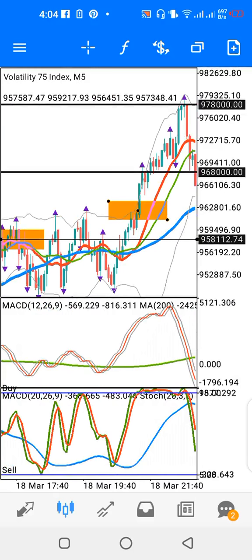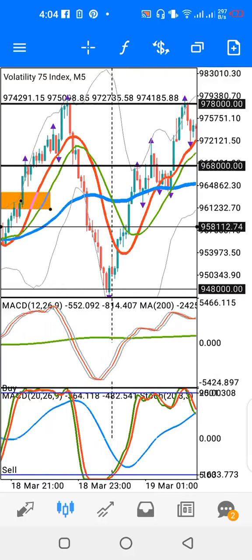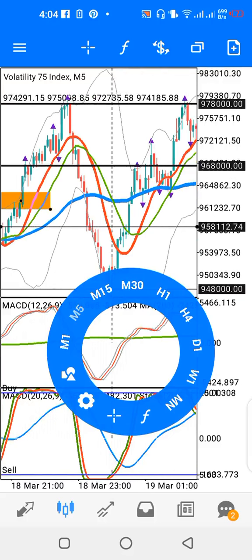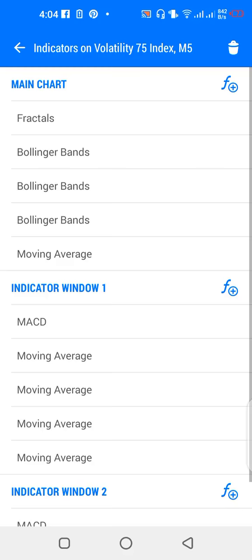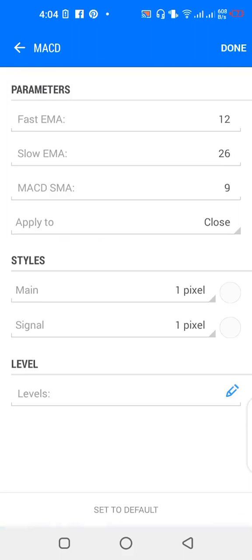All right, let's look at the indicators on indicator window 1. We have MACD. The parameters for the MACD: fast EMA is 12, slow EMA is 26, MACD SMA is 9, apply to close. We have the main and the signal, no color.